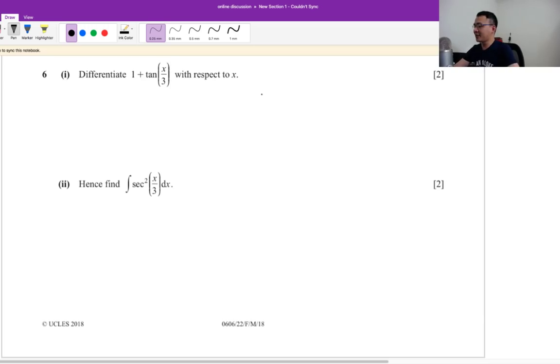Differentiate 1 plus tangent. Okay, so if we differentiate tangent, basically we will get secant square. The angle will never change, it remains here. But then we need to differentiate the angle. Imagine you differentiate x over 3, you will get 1 over 3, isn't it? Yeah, so this is your answer.